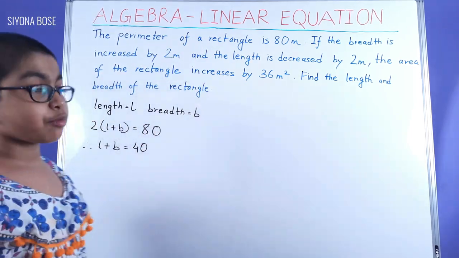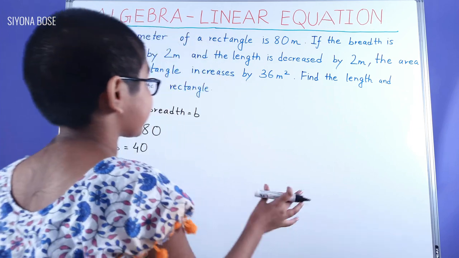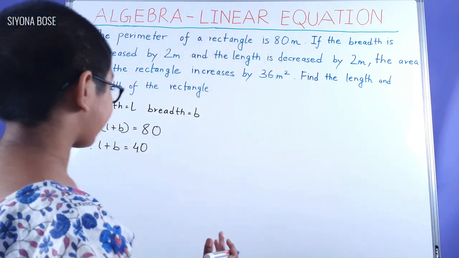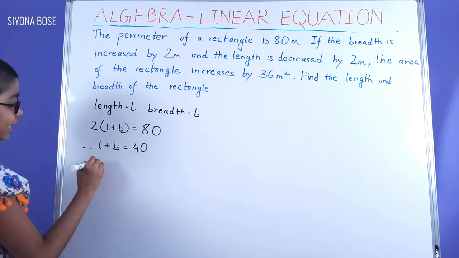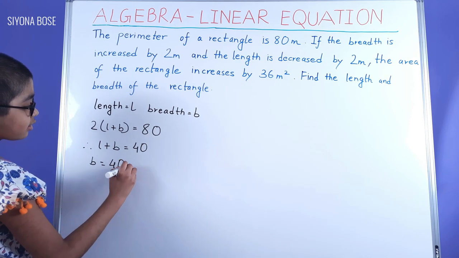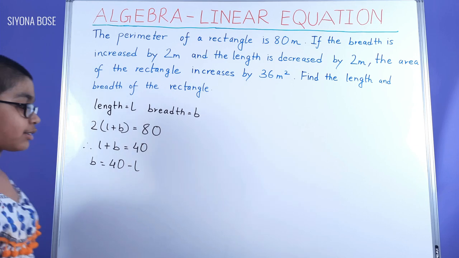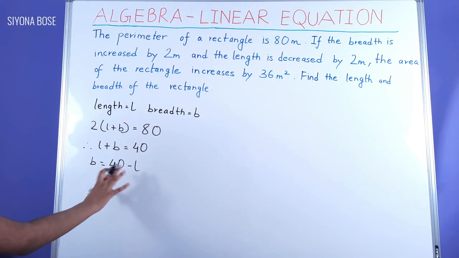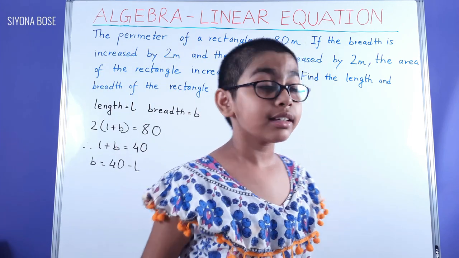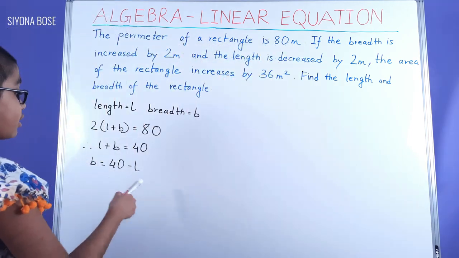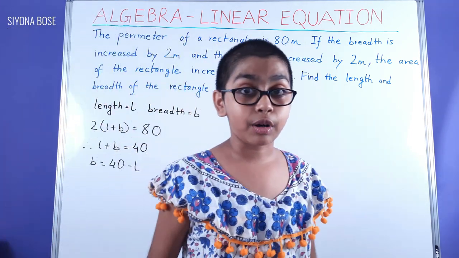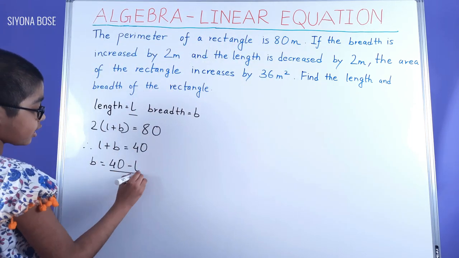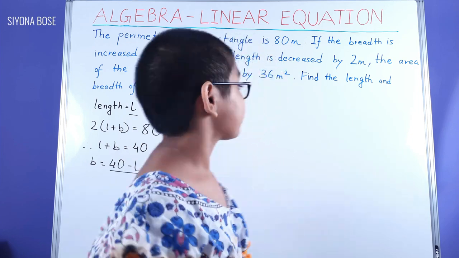Now we only have to calculate the length and breadth, so let's take L. Then expressing B in terms of L, we can write B equal to 40 minus L. Now this is clear about what we should do about B and L. Now we don't have to think about B. Let's take a look at the sum now. This is original length and breadth. Original length is L, and the original breadth is 40 minus L.